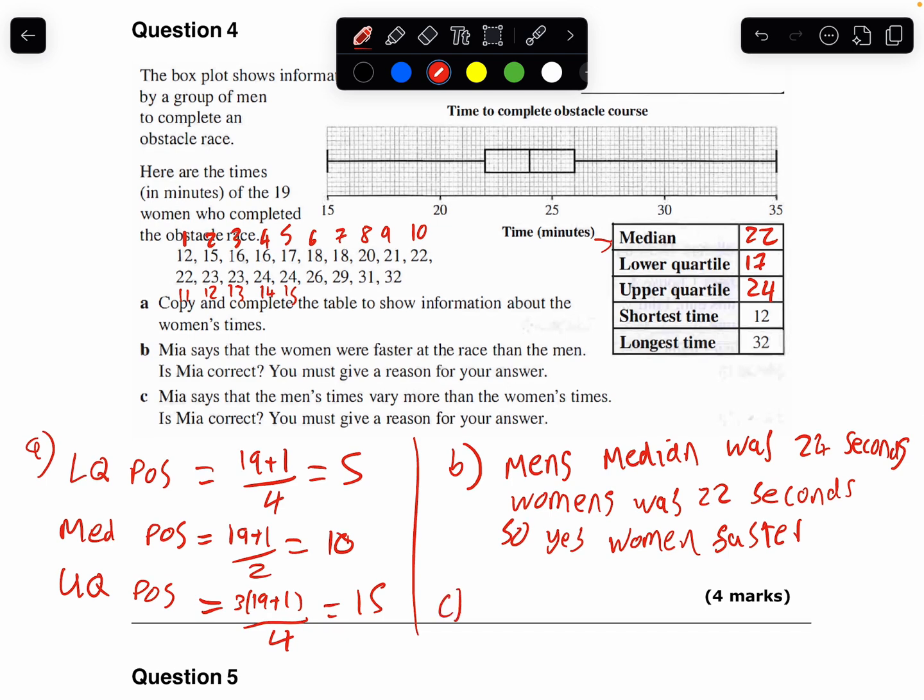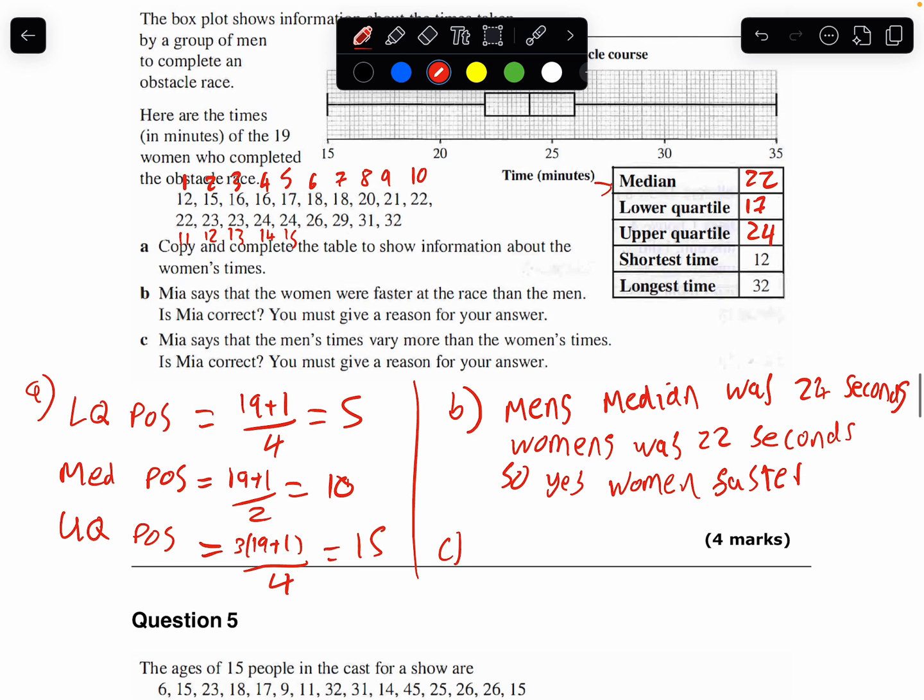C is talking about spread. Now, we don't want to use range. The reason we don't want to use range is because, once again, it gets massively affected by outliers. You could imagine that this 35 here looks like quite the outlier, and we don't want to consider that. So we're going to use interquartile range. So interquartile range for men. Let's have a look. This is 26. This here looks like 22. So interquartile range of men was 4.